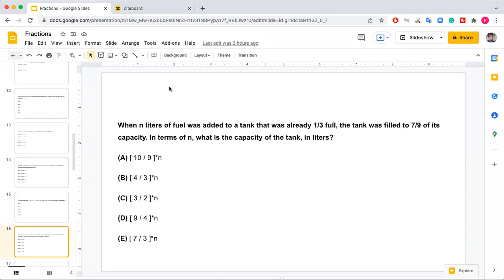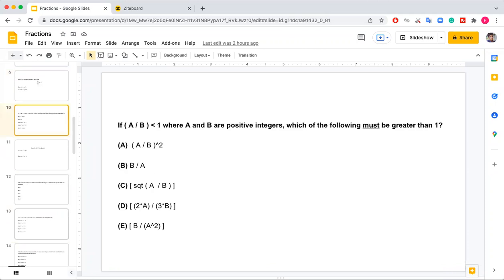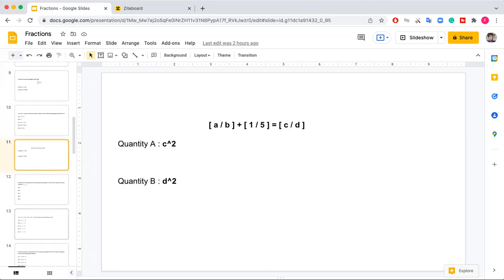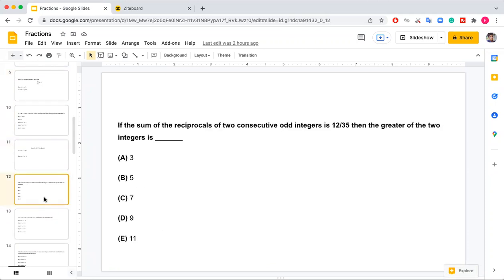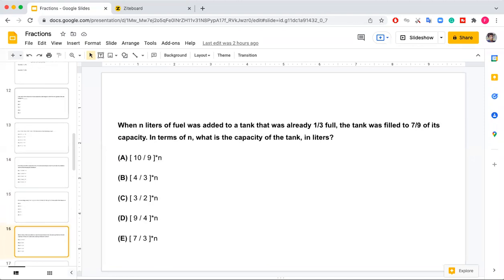Just leave this. Just move to this question. At first we discussed these types of questions, a sort of approximation. And now let's move to the other type, word problems. Let's try to solve this question.